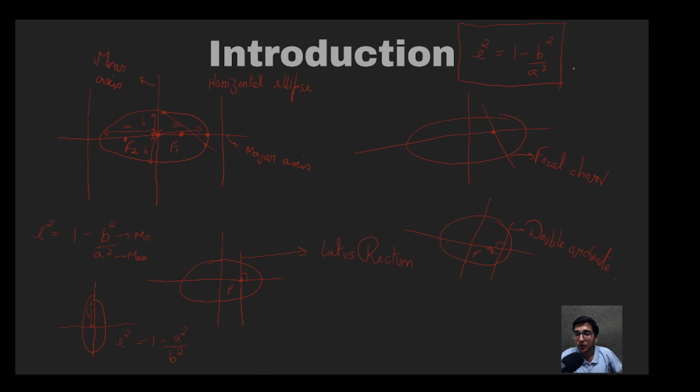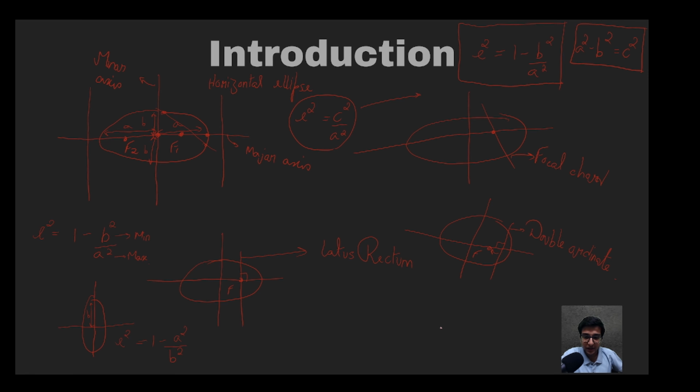One more thing that you need to remember: A square minus B square, we refer to this as C square. This is just a notation that you need to remember, A square minus B square is equal to C square, because sometimes you might see that in questions E square is given as C square by A square. So you have to understand that C square here is nothing but A square minus B square.